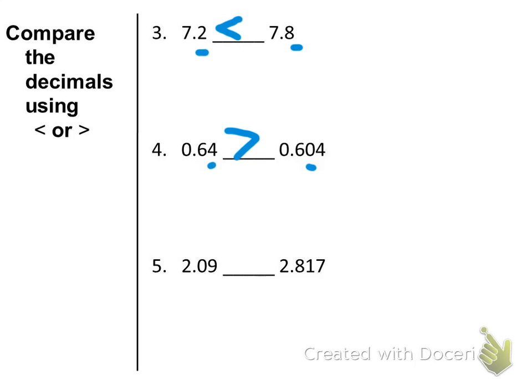0.604. Looking at number 5, I have 2.09 and 2.817. Looking at the tenths place again, which one's larger? 0 or 8? 8. So 2.817 is greater than 2.09.